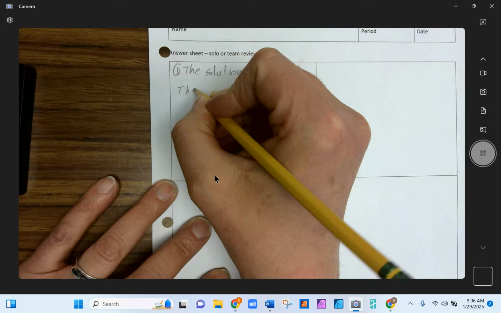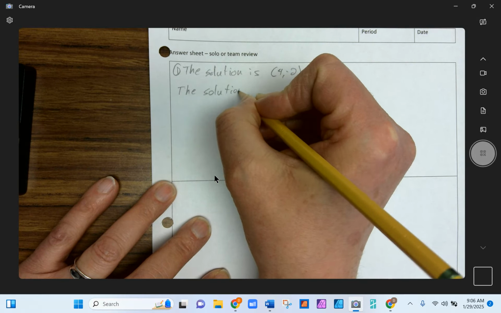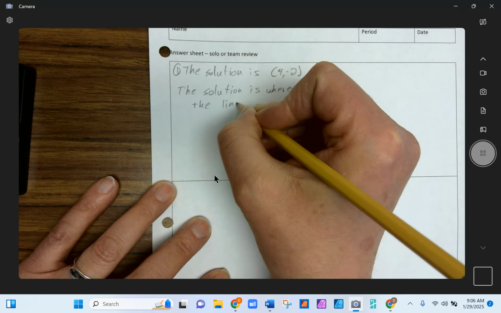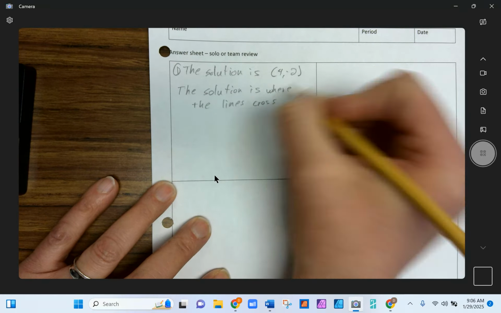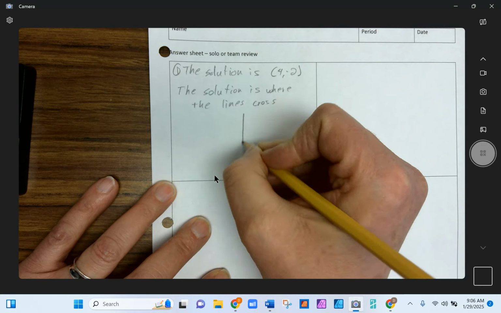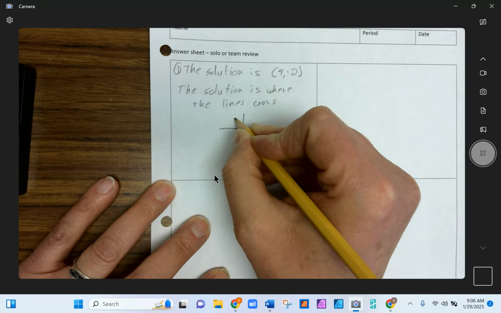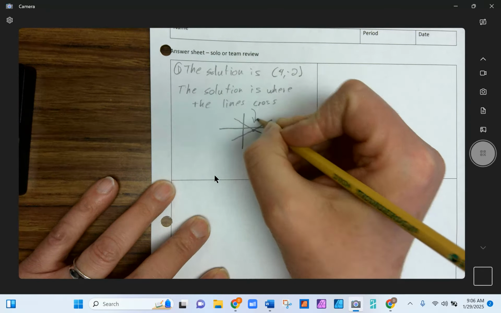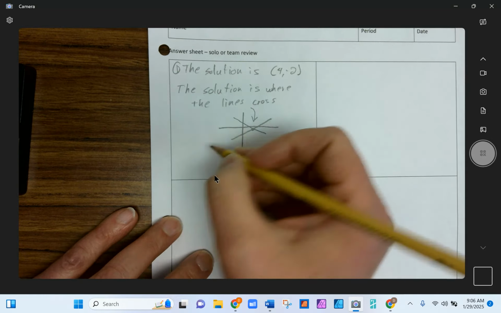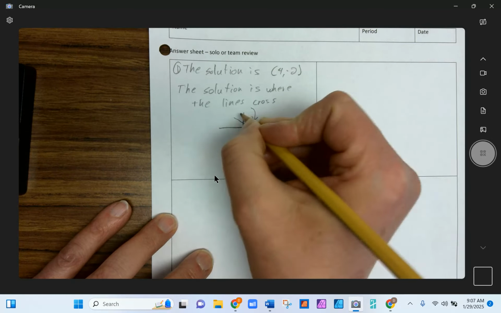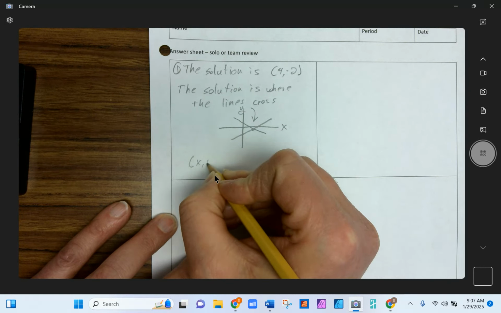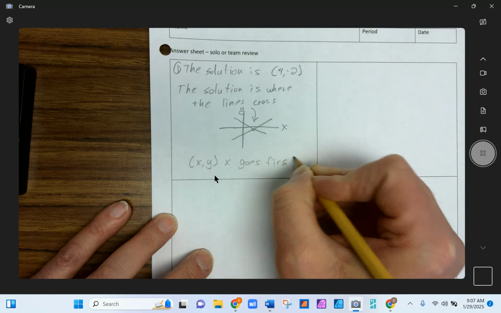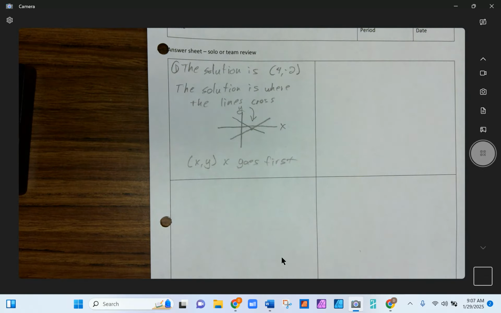Now, if that's enough to help you on the test, great. Otherwise, you would say the solution is where the lines cross. Put the hint on there. You could also put a little graph on there, maybe like right there. When you write it, your x is going to go first. X goes first. So anyway, that's the first one right there.